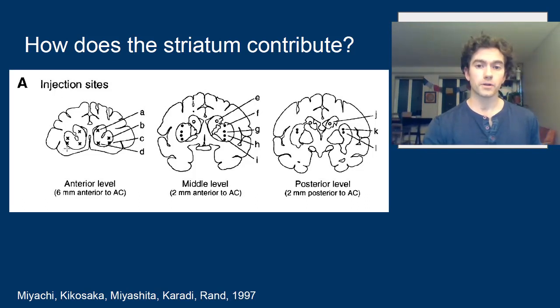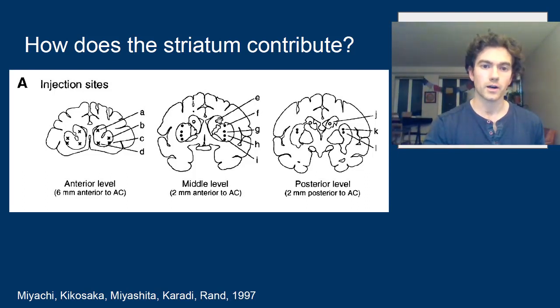So they had a few different areas of the basal ganglia that they're going to inject. Here we can see the caudate, this kind of middle bit, and the putamen, this kind of lateral bit, in 3 different drawings of a monkey brain. We're looking at it coronally.